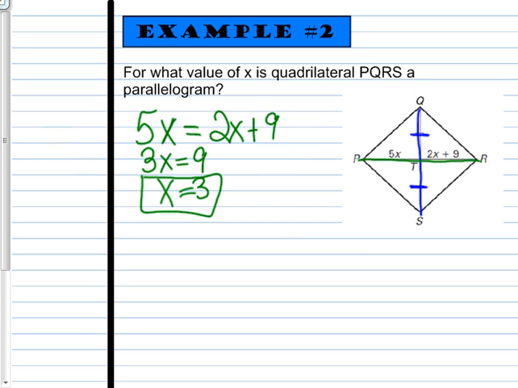So if x equals 3, then I can plug 3 in here. What's 5 times 3? 5 times 3 is 15. What's 2 times 3? 6. 6 plus 9 is 15. So if x equals 3, then the two sides are equal to each other, which means that the diagonals have bisected each other, and that, yes, this is a parallelogram.